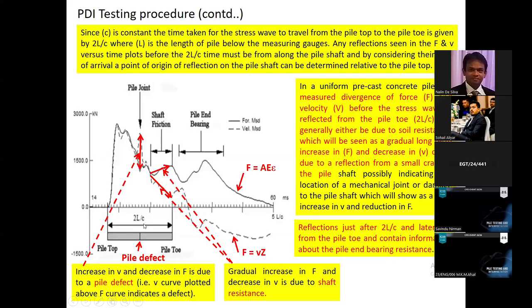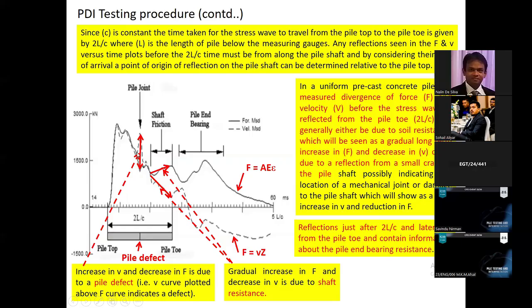So before this happens, within this time period, if you see some kind of separation, it can be either due to a defect or due to the mobilization of skin friction. If the velocity record goes above the force record, like this. Now you can see the dashed line is velocity response. Solid line is the force response measured by the strain gauge.